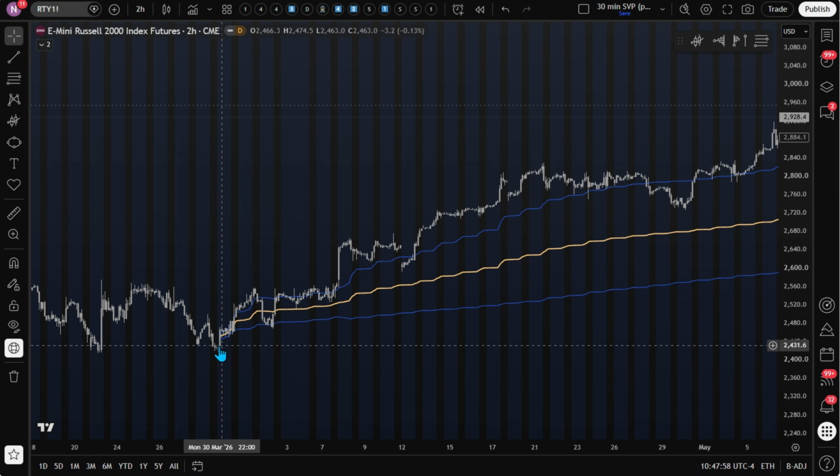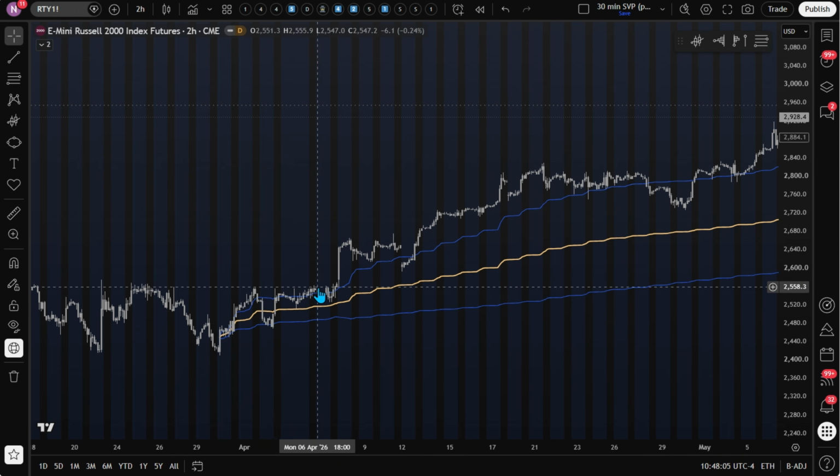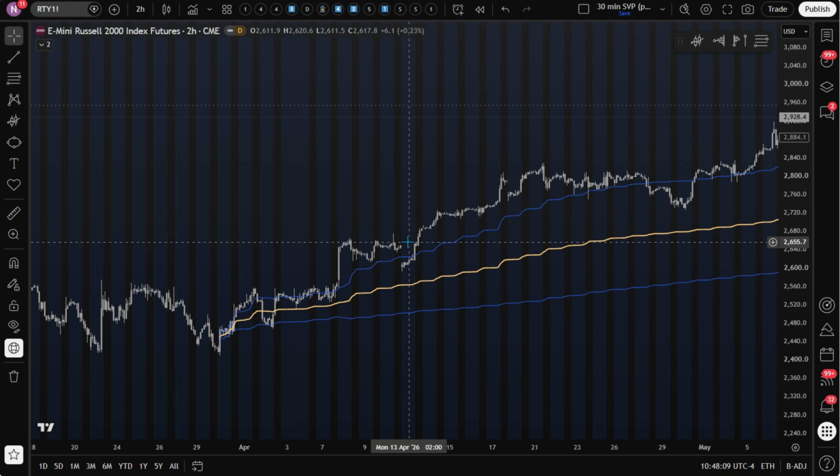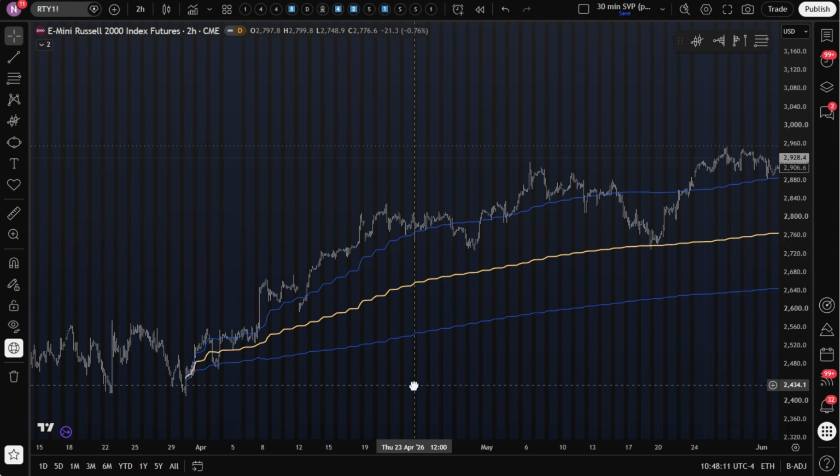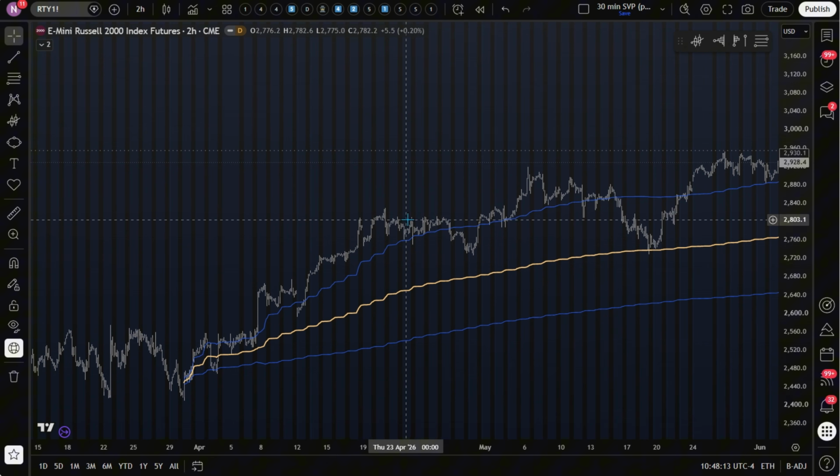So I anchor my long-term anchored VWAP to this pivot low right here. And you can see it supports it a little bit, supports it a little bit. We get this pop up and it holds above our standard deviation band. Overall, this is a valid trend of searching higher.